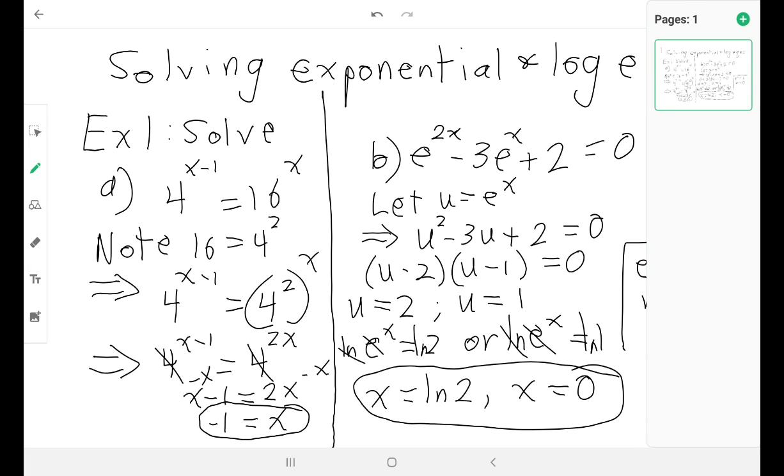Let's go to a new board here. Let's do a couple more of these. If I solve, let's see, we'll have an a and a b again. 3 to the x equals 19.